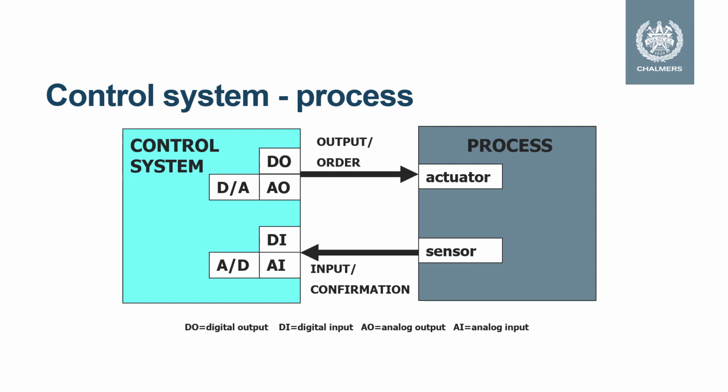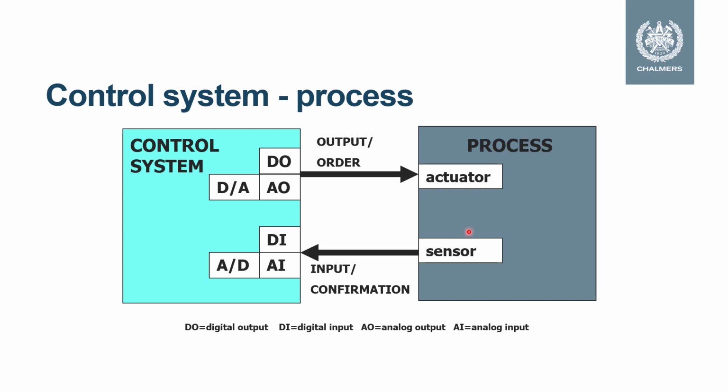I will start with some basic terminology to control systems to define different kinds of signals. This is the control system, for example, a PLC system, and this is what we want to control, the process. We will send signals from the control system to the process. In order to control it, we will control it through the actuators. The actuators are what make things work in the process, for example, a motor to a pump.